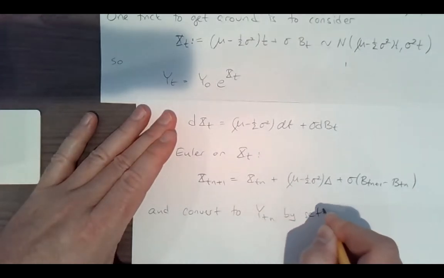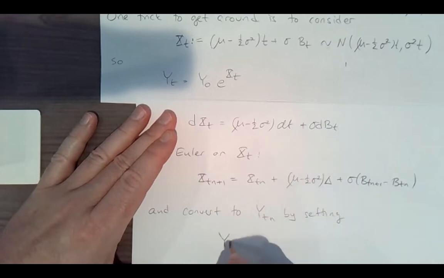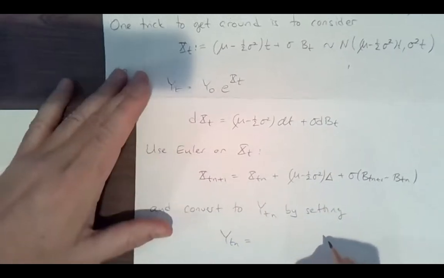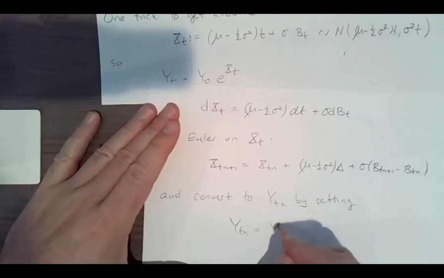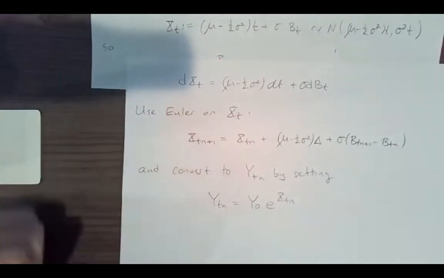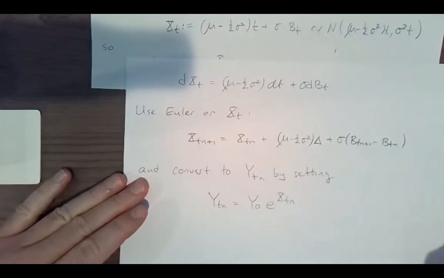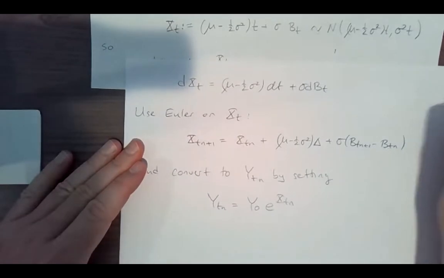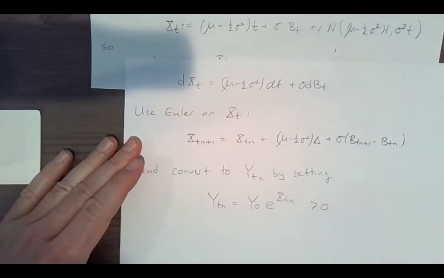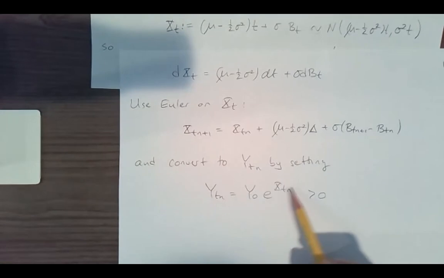By setting ytn is equal to y0 e to the xtn. And now this here is positive. Because it's an exponential, no matter what x is, it's going to be positive. Does that make sense to you guys?